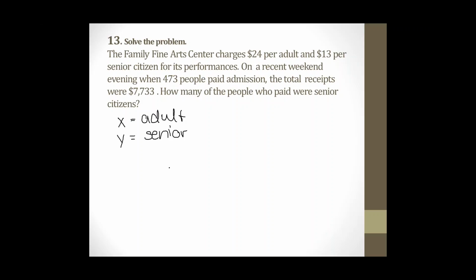All right, so we labeled our variables. Now let's try to come up with one of the equations. We know that 473 people came to the event, which means if we have the adults and we add the seniors, we should have the total number of people that came to the event. That could be our first equation. Then the second one, because we are given some price values of each ticket, could be the 24 per adult, and if we add the 13 per senior citizen, we should get the total amount that they made on that day, which was $7,733. So we have two equations.